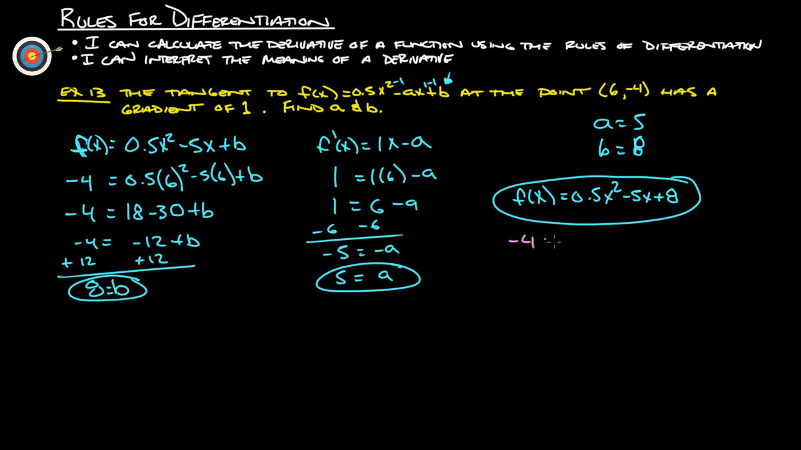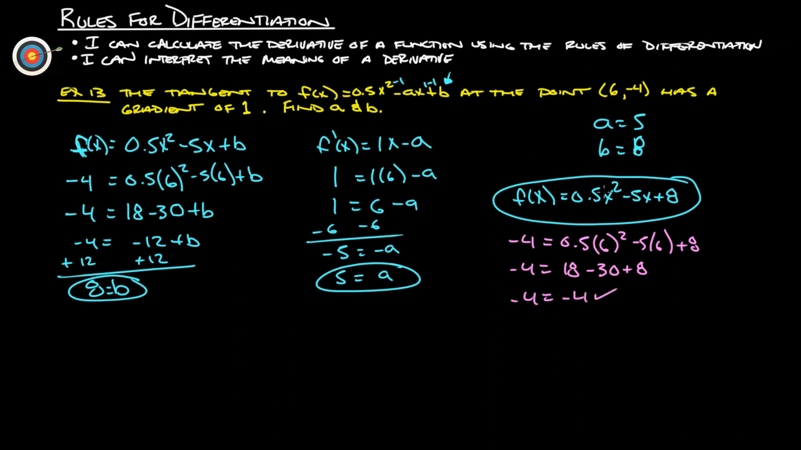So negative 4 has to equal 0.5 times 6 squared minus 5 times 6 plus 8, right? Negative 4 equals 6 squared is 36, half of 36 is 18. We did part of this over here. Negative 5 times 6 is negative 30. But then we also have this plus 8, and it's got to equal negative 4, right? So 18 and 8 is 26, minus 30 gives us negative 4, so that part checks out.